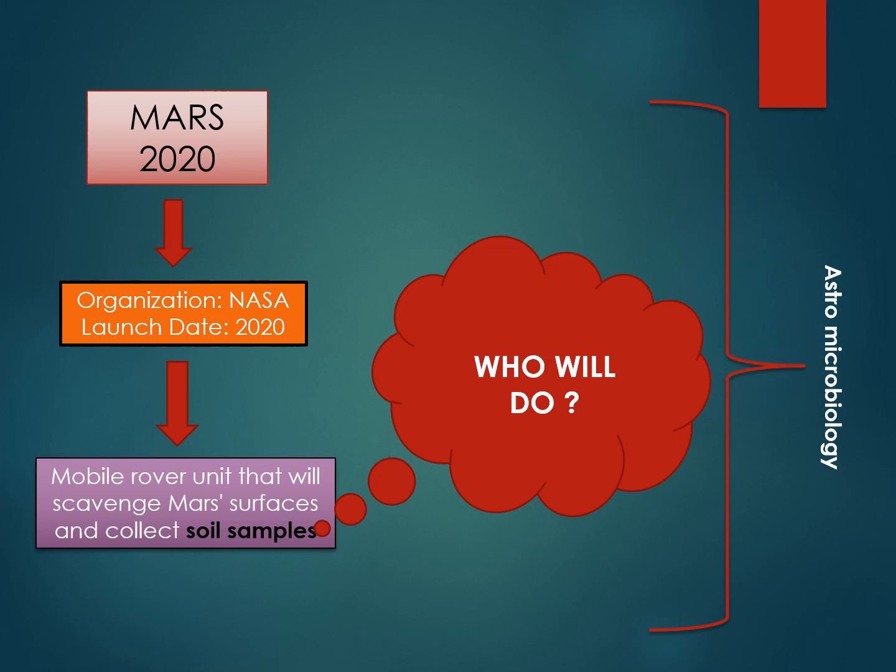So you can observe here, March 2020, a project NASA launched in 2020. What will they do? A mobile rover unit that will scavenge the Mars surface and collect soil samples, and we have to analyze the soil sample. Who will do it? Astromicrobiology. So this is a new subject or new section of microbiology. So this is the scope of microbiology.